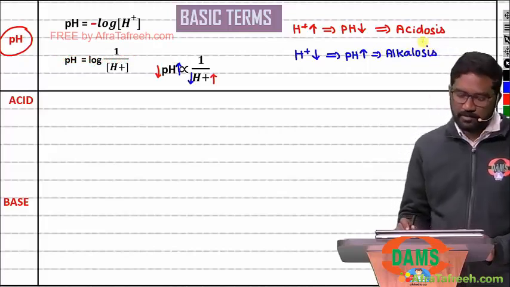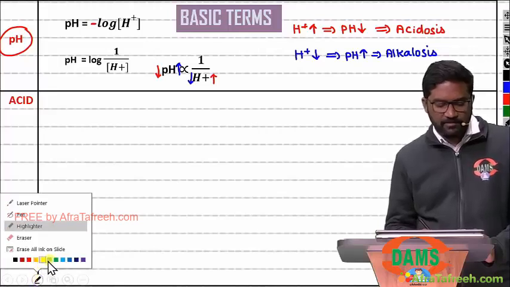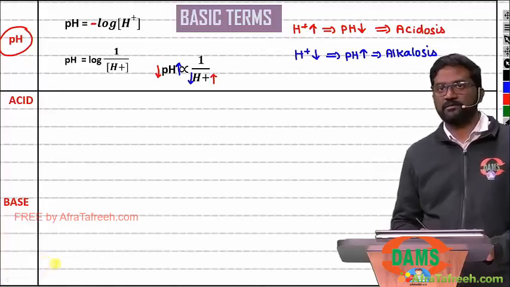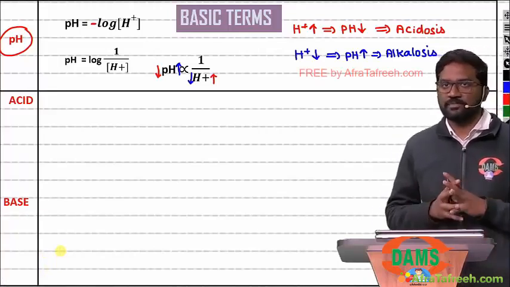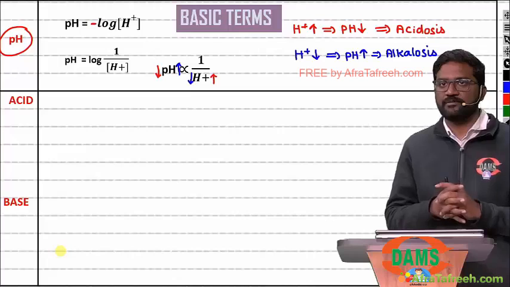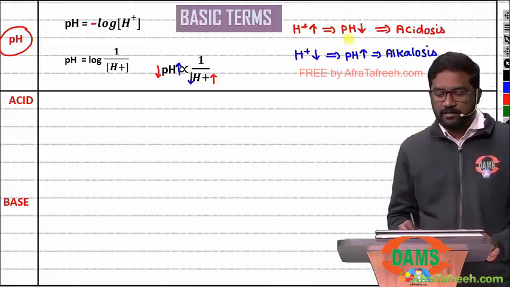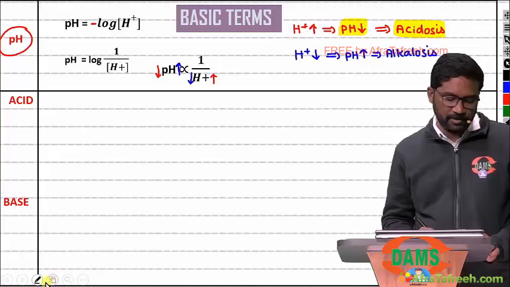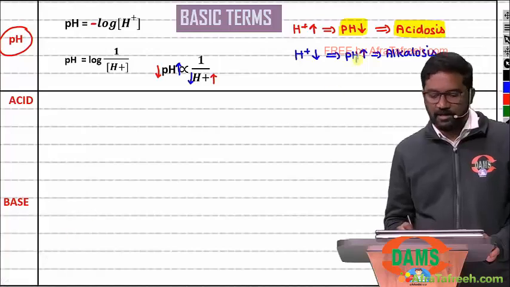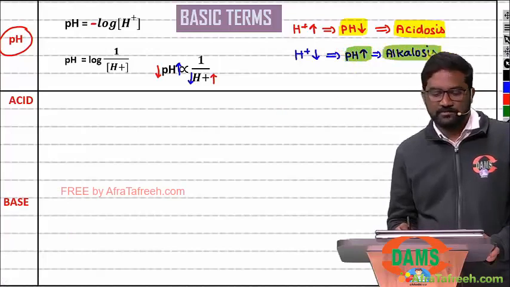Now for all practical purposes, acidosis or alkalosis is defined with respect to pH, not with H plus. Because the absolute value of H plus is in multiple decimals, it is very difficult to represent. So anywhere decreased pH is acidosis, and pH is a whole number, you can easily represent. And increased pH is called as alkalosis.